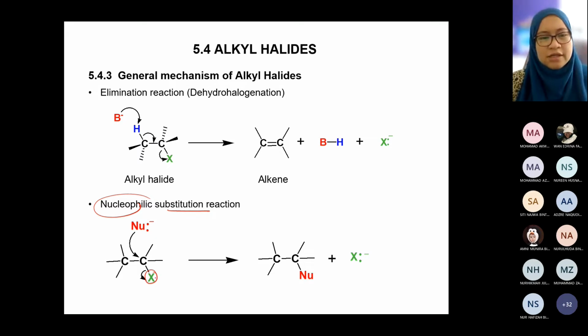Not replace with something else. Because dia dah fully occupied kan, all it is saturated. So the only way is to replace ataupun substitute. Okay, so we need something that is powerful enough to replace this halogen ataupun to remove this halogen out from the molecule. So nucleophile is one of the powerful species that can be used to replace the halogen. Nucleophile tu pun tengok juga, ada nucleophile yang lemah, ada nucleophile yang kuat.